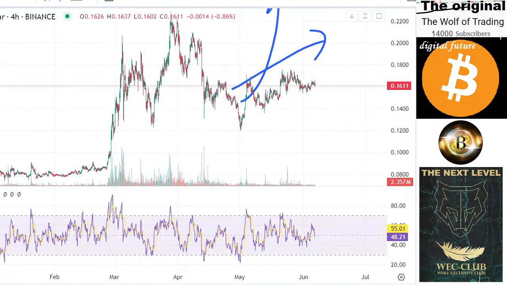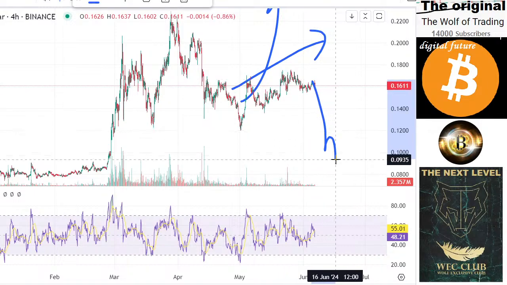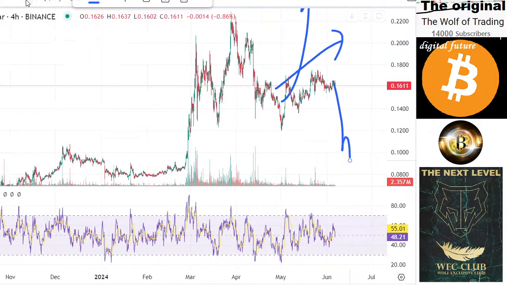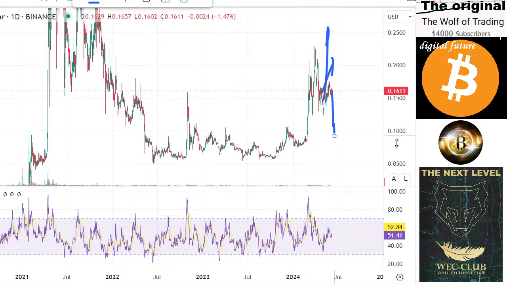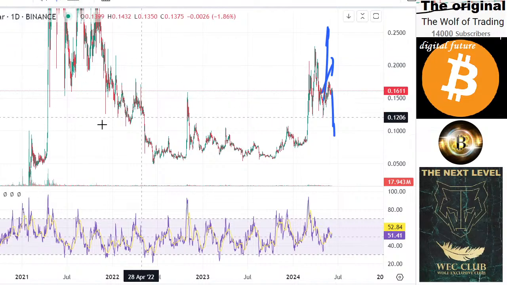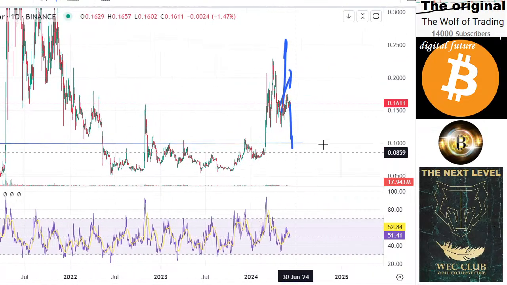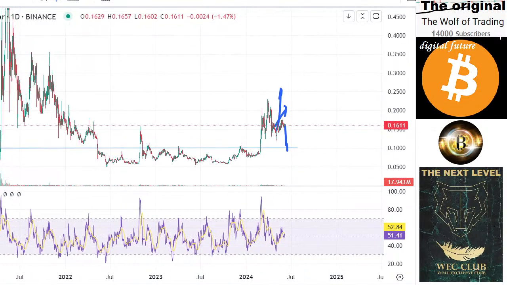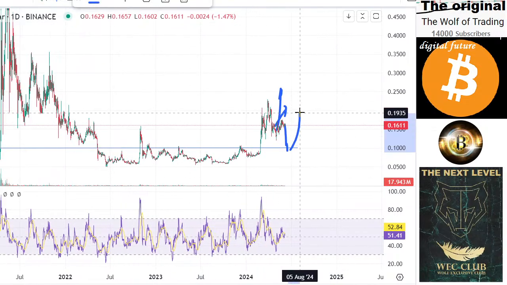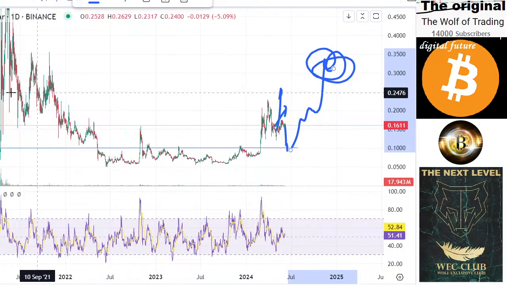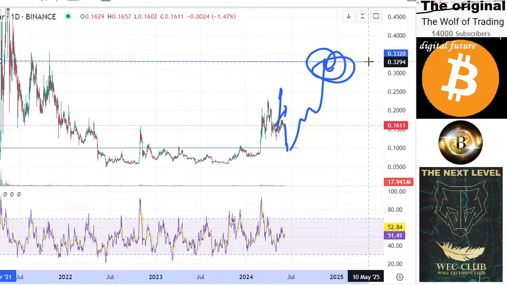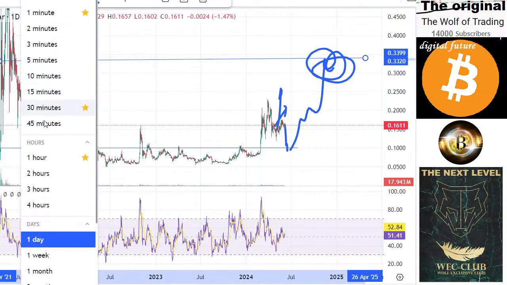So the next target is here, the inverse left shoulder, head and the right shoulder formation. It can happen that the price drops here to 0.10 cent. Why? Because we have to test our base again. And from here, I calculate that the price will fly in the direction of 35 cent. This is the next level. If you look at this, you can see this. We have to test this again. So it's good.